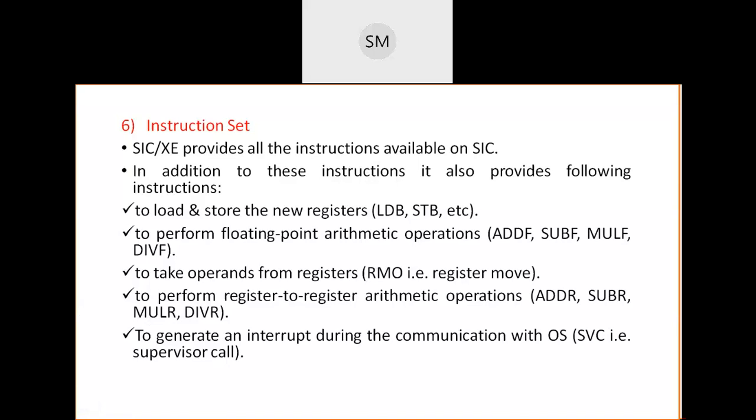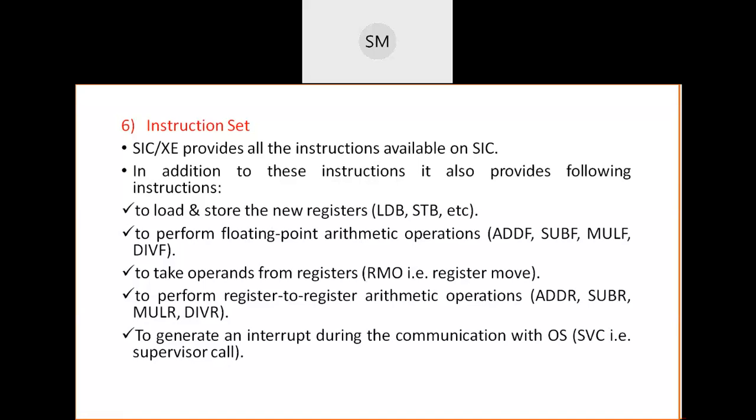Those instructions are once again load and store instructions, but previously we had load and store instructions only for the available registers. In SIC, we have only 5 registers: A, X, L, PC, SW. We can load and store the data into and from these registers. But here, apart from those 5, another 4 extra registers are available on SIC/XE. That is, a total of 9 registers.